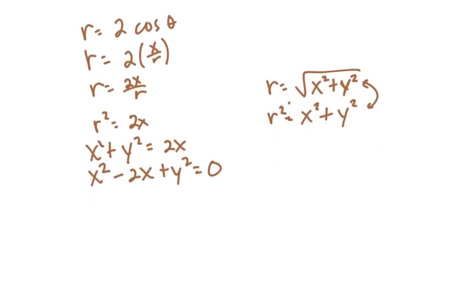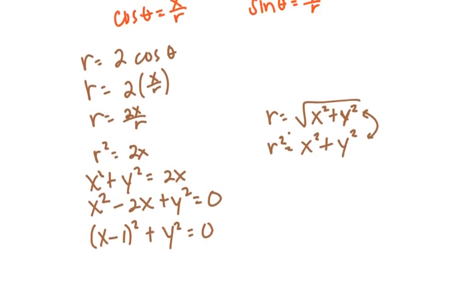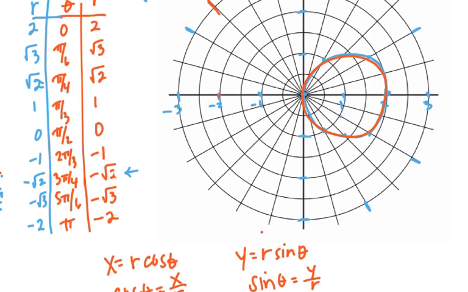So if we were to work with this further, we would find that x minus 1 squared plus y squared equals 1. I'd like to do it more for you, but that comes from completing the square. So we have a circle with the center at 1, 0, and a radius of 1. Thank you.